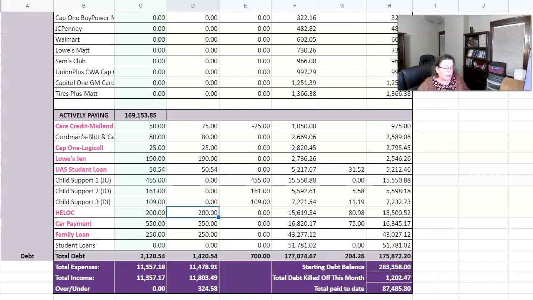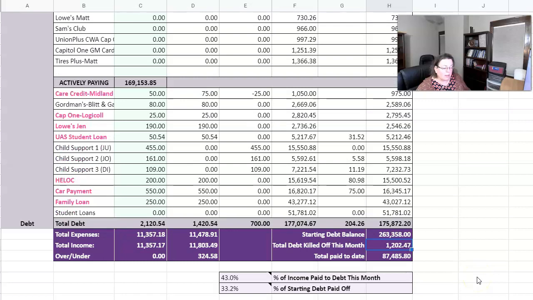Coming over here to this section, we have our starting balance of $263,358 and our total debt killed off this month. Our total consumer debt killed off was $1,202, but it represents what we paid towards debts and the interest that was accrued and all that good stuff. So at the end of the month, the total that we have paid to date is $87,485, gone forever from our starting debt.